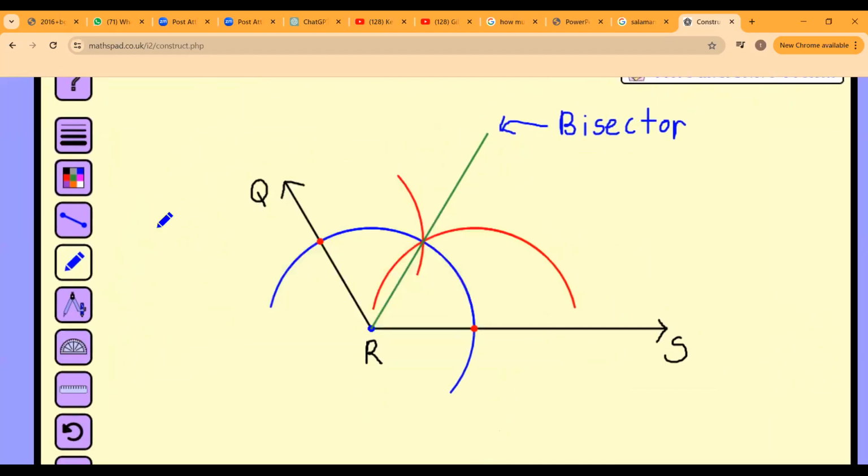And so we have 60 degrees on this side. This is 60 degrees. And then we have 60 degrees on this side. This is also 60 degrees. All right, so 60 degrees on the right, 60 degrees on the left. And this is how we bisect an angle.